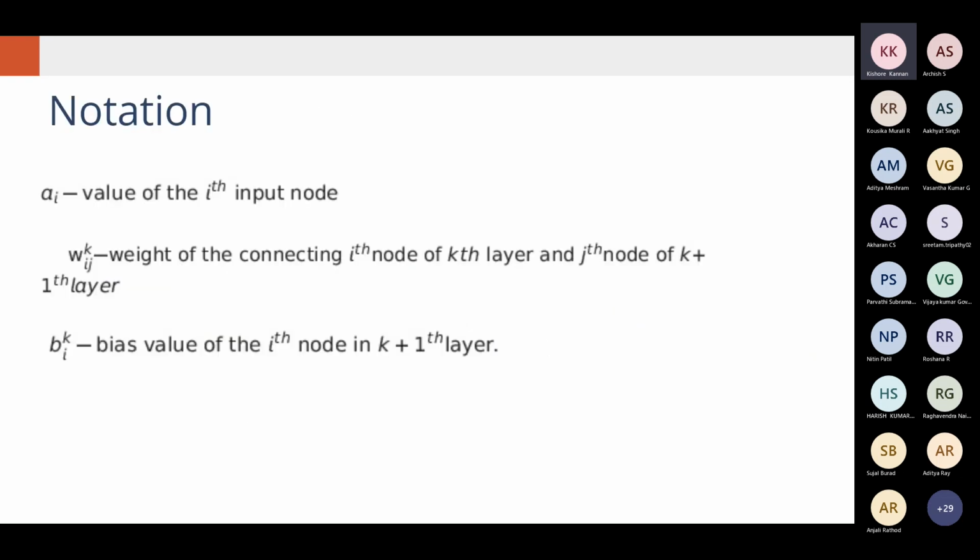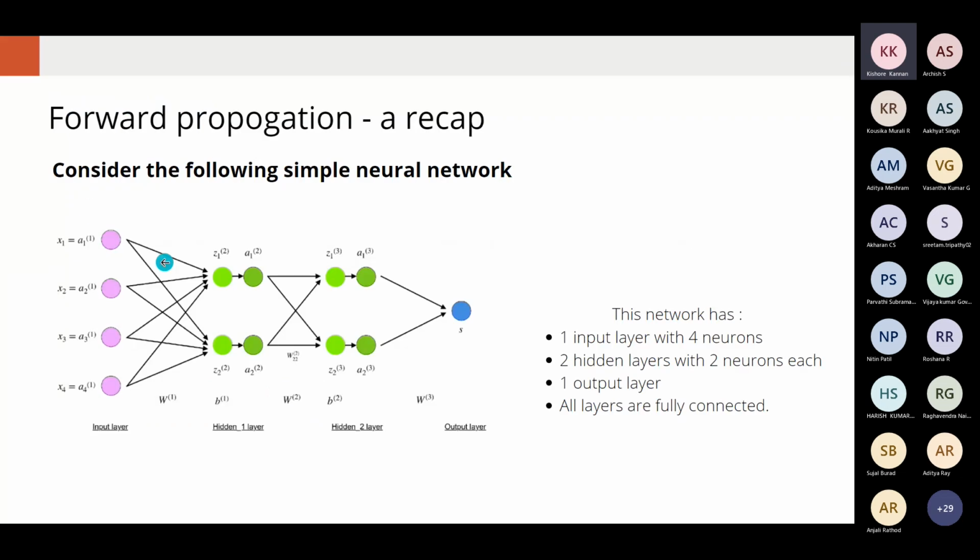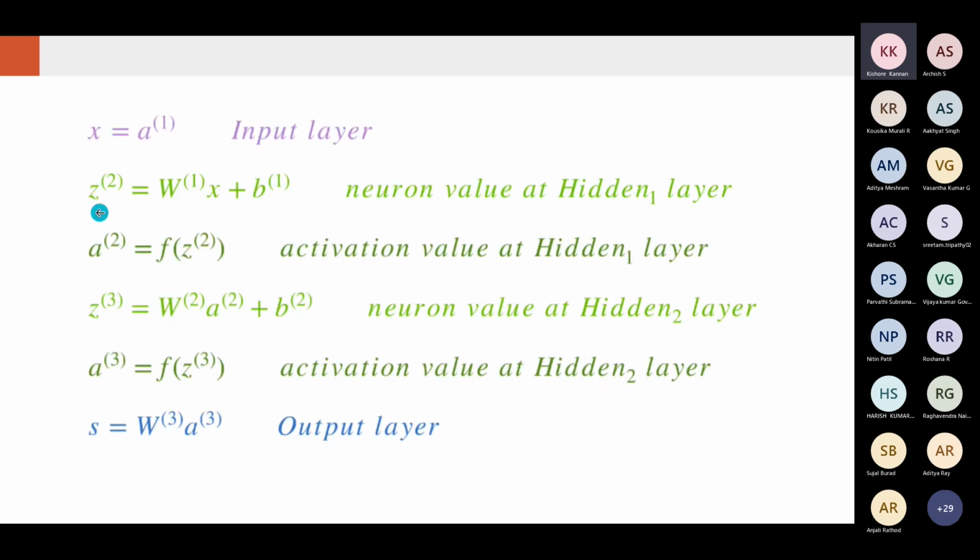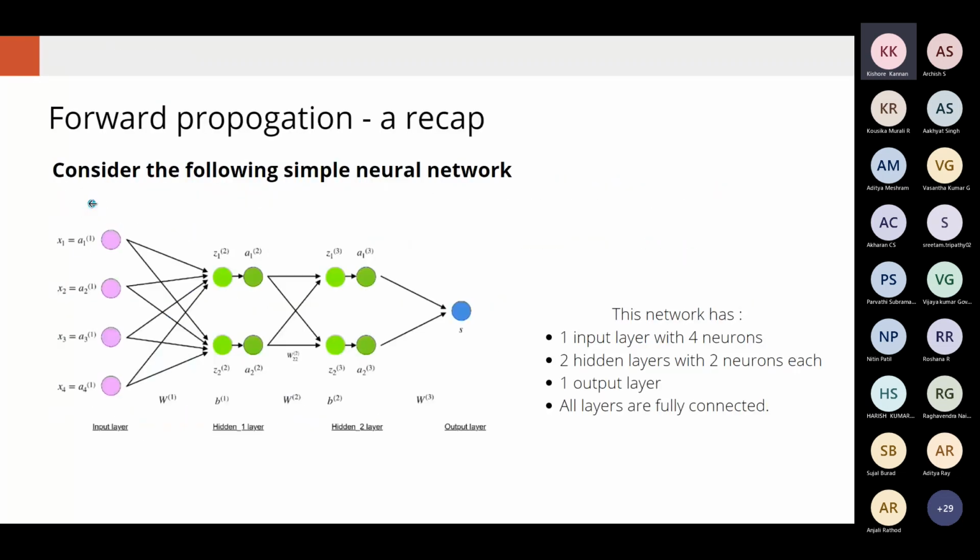Before moving on, this is super important. This is the notation that we are going to use, and it is important for understanding back propagation, which we'll look at later in the session. The first one is A_i, where A is the value of the ith input node. We can see here we have A1, A2, A3, and A4.